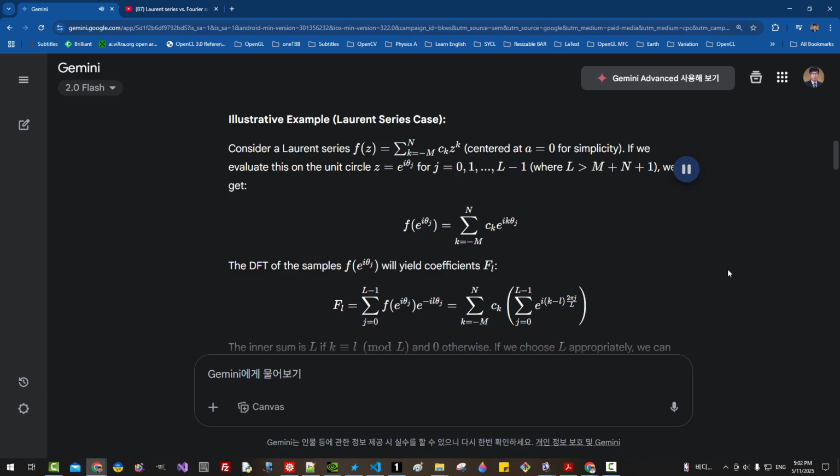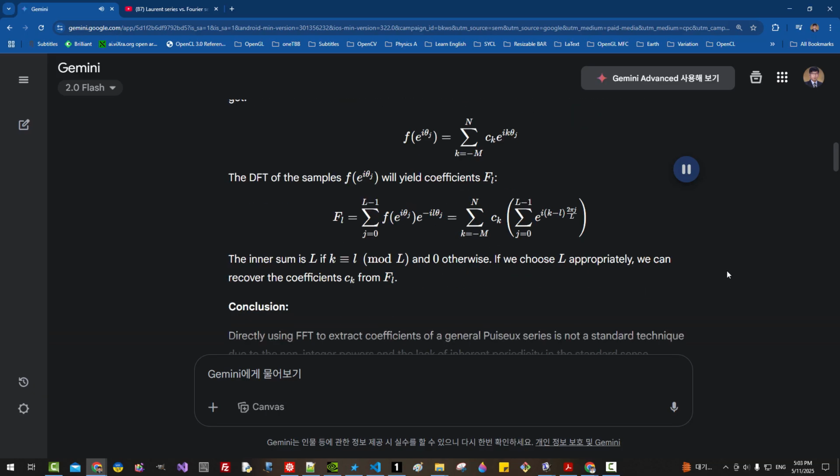Consider a Laurent series f(z) = sum from k equals m to n of c_k z^k, centered at a equals 0 for simplicity. If we evaluate this on the unit circle z = e^(iθ_j), for j equals 0, 1, up to L - 1, where L is greater than m plus n plus 1, we get the DFT of the samples f(e^(iθ_j)), which will yield coefficients.